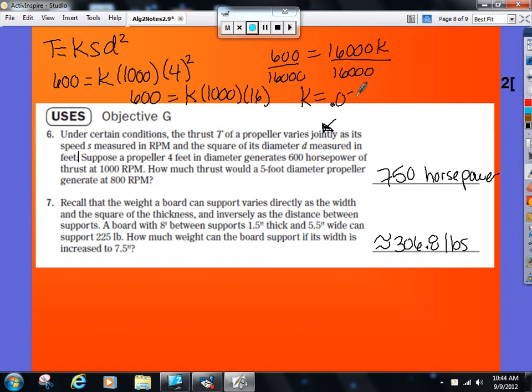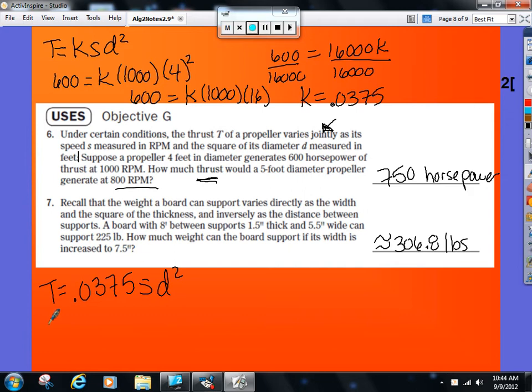I did not round. That's the entire value that they gave me. Plug it back in here. I'll go down below now. T equals 0.0375 SD squared. Now let's find the question. How much thrust? I just figured out that was T. Would a 5-foot diameter propeller generate at 800 RPM?